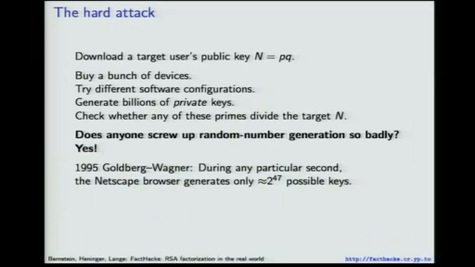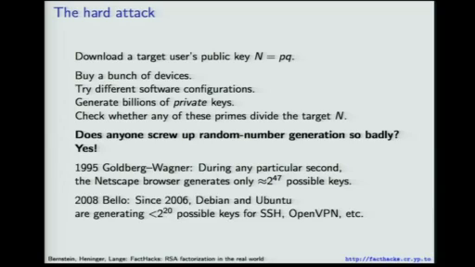As a matter of fact, yes, bears do shit in the woods. So there are some famous examples. We don't have a huge number of historical discussions in this talk, but just a few examples here. Goldberg and Wagner totally broke the original Netscape generation of public keys. There are only something like 2^47 possible keys, which was a countable number. So they could figure out all the possible keys that Netscape could generate if they knew when you generated a key, which was often very predictable.